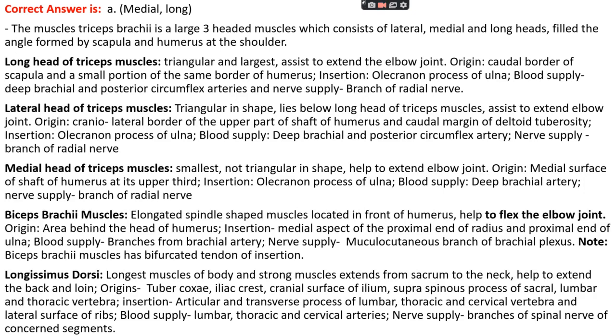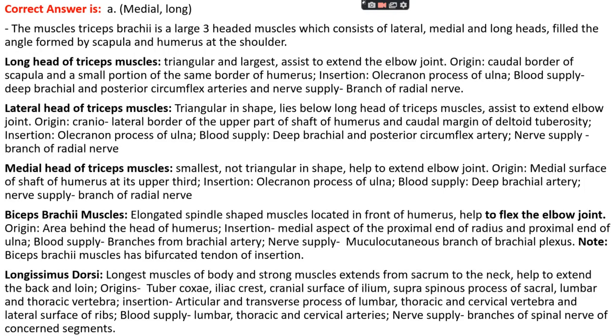Okay, another important muscle is the longissimus dorsi, which is the longest and strongest muscle of the body. It extends from the sacrum up to the neck. Okay, it helps to extend the back and loin portions.